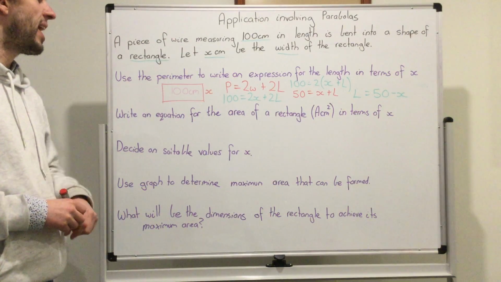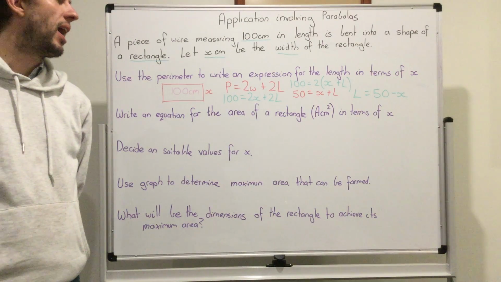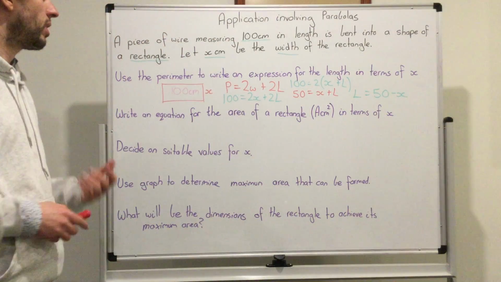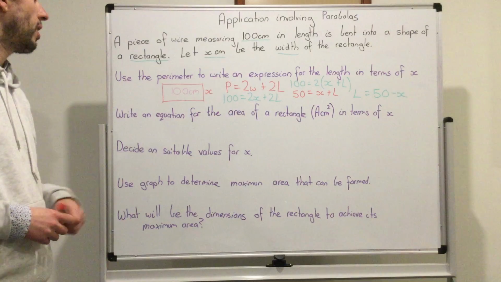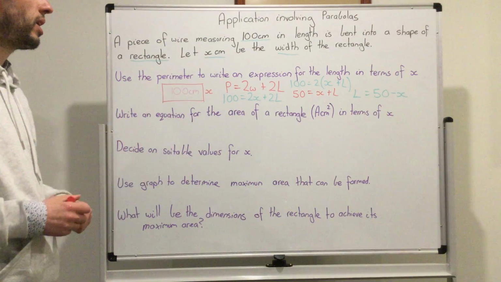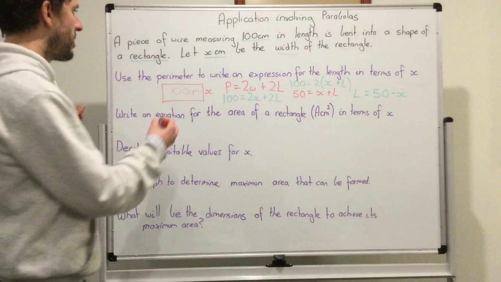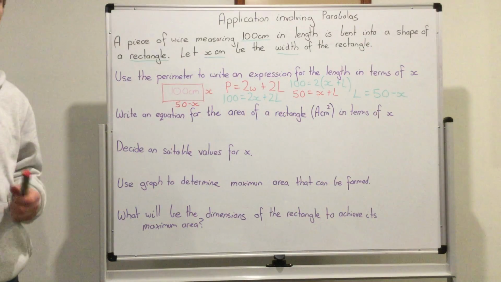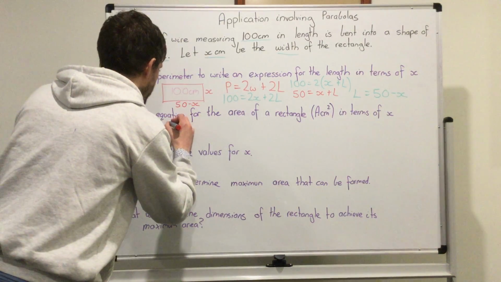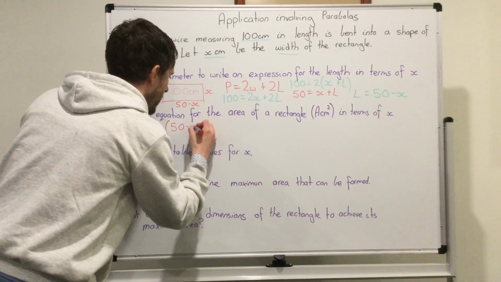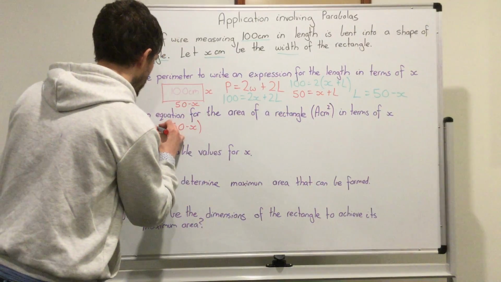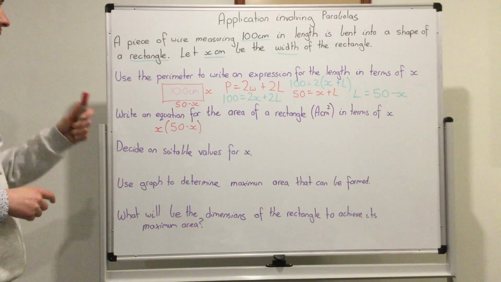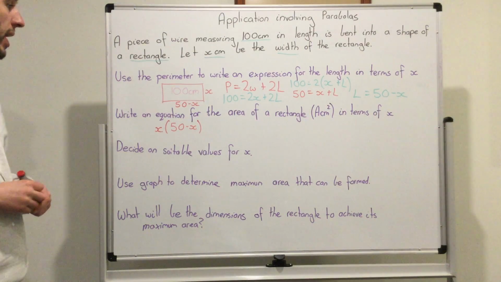Write an equation for the area of the rectangle, A centimetre squared, in terms of x. So if we're thinking about area, what do we do for area? Let's go back to here. We do width times length. We're using x. So that means our length is actually 50 minus x. So if I write it, I'm just going to write my equation. 50 minus x, and it's being multiplied by x, which is the width. So that's my equation.